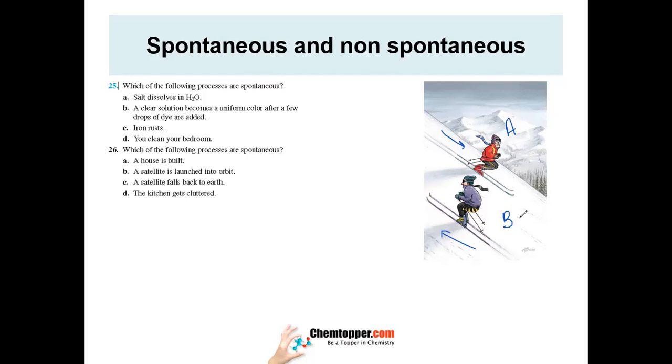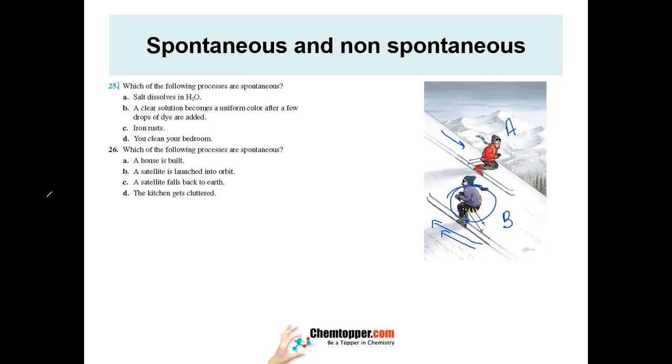But in a non-spontaneous process, like the blue boy going up, he is continuously using his energy to move against nature, against gravity. And that is a non-spontaneous process. Okay, so that is spontaneous and non-spontaneous process.